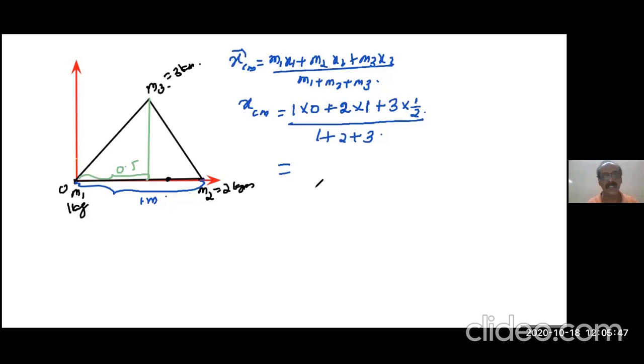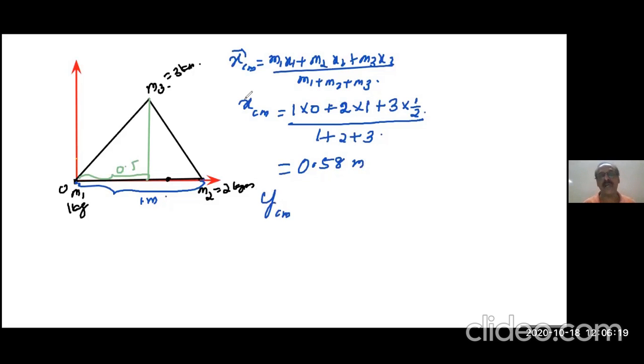Check once again. 1 into 0, 0. 2 into 1, 2. Plus 1.5, divided by 2 plus 1.5, 3.5. Divided by 6, correct? Yes, sir. 3.5 by 6, 0.58. Okay, 0.58 meter. Now we need Y.